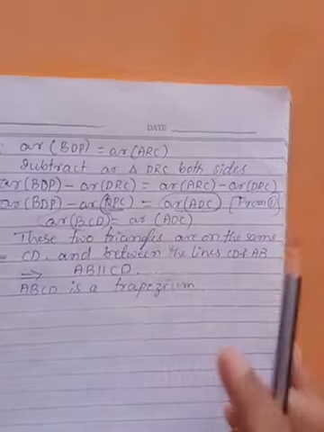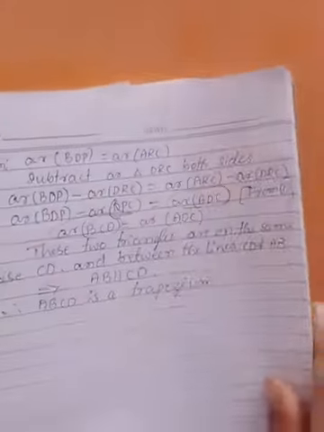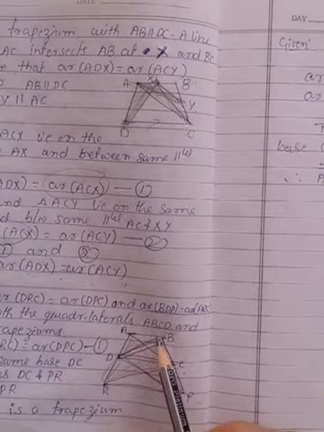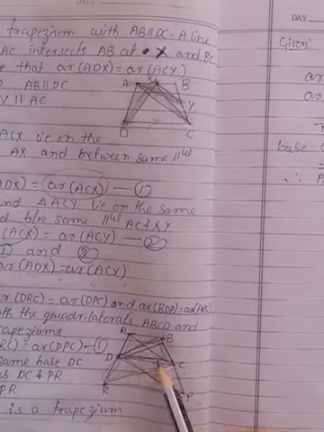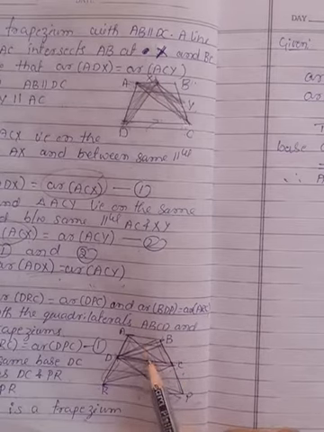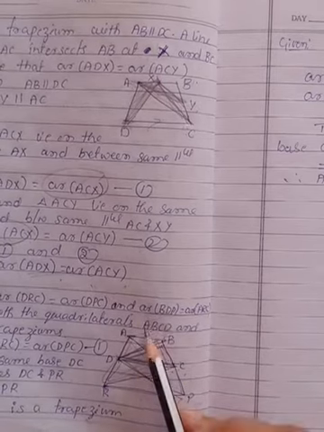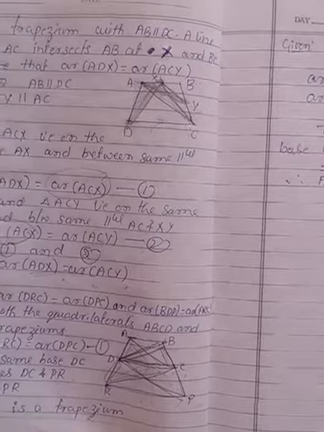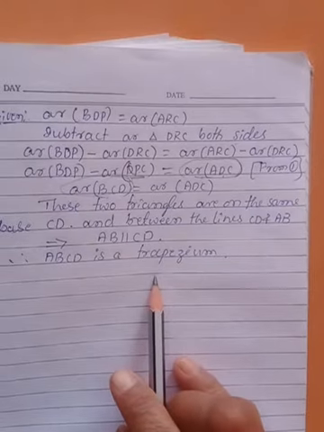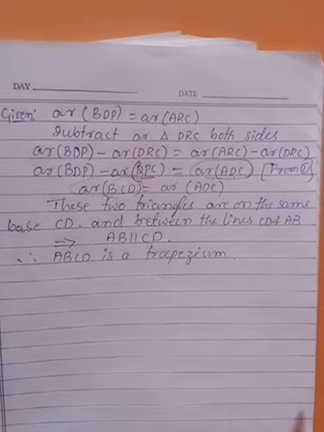So where are those BCD and ADC? Just check it out. See here, BCD is here and ADC is here. They are on the same base CD and between the lines AB and CD. So we can say AB is parallel to CD. That time ABCD is a trapezium. Clear, children? So this completes the lesson.